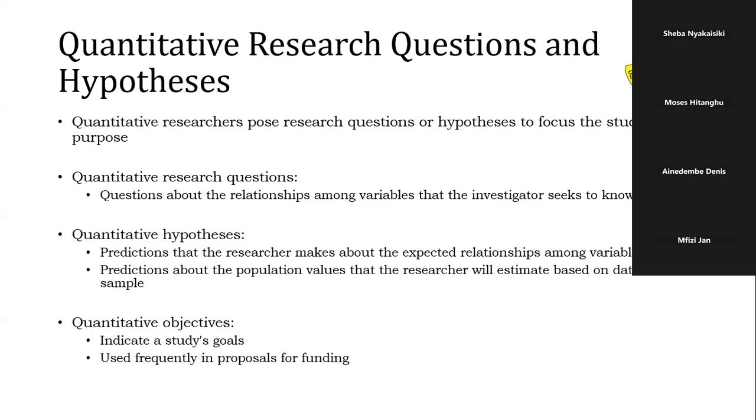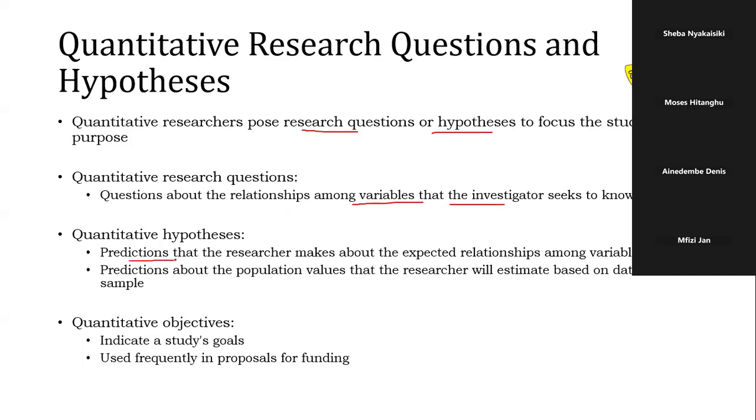Okay, let me lower this again. So the researcher will pose a research question or hypothesis, or both. Like we saw with the multitasking paper, the researchers posed research questions and then later on posed hypothesis. So the questions about relationships among the variables that investigators seek to know, they seek to prove or disprove.